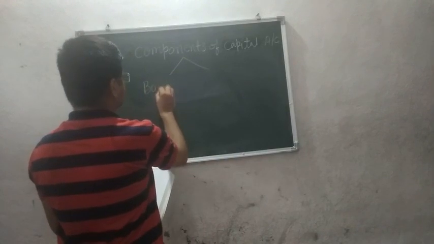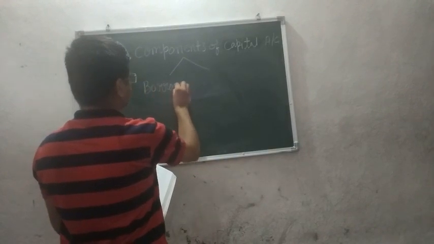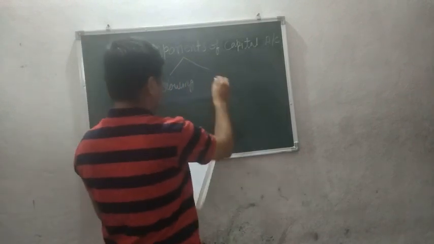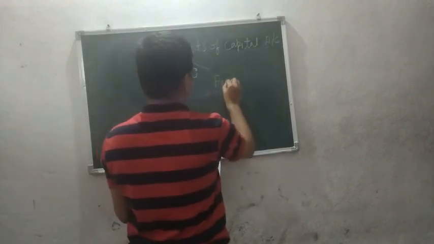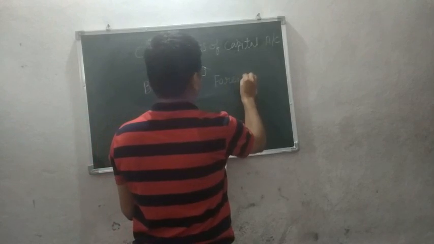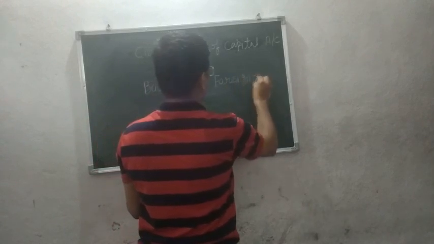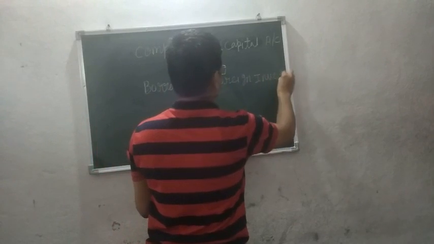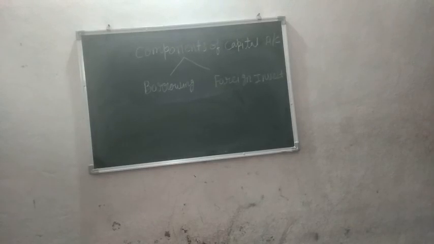Current account. First is borrowing and second one is foreign investment. Okay, these are the two basic components of current account. Okay, so borrowing, you know very well what is the meaning of borrowing.